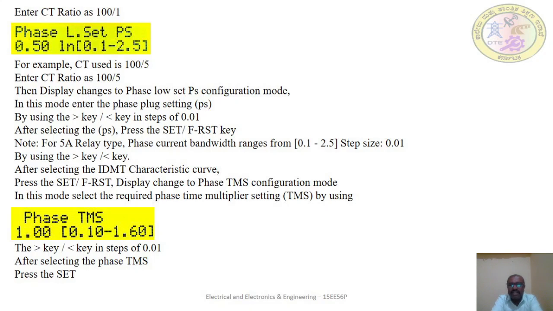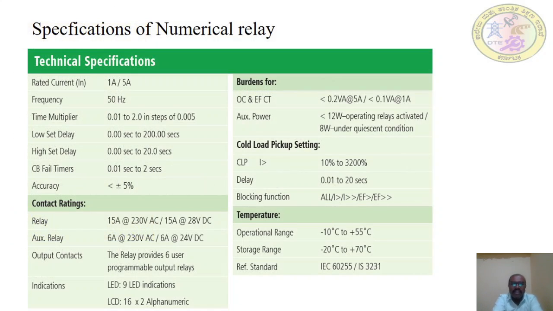Okay. If you buy numerical relays from different companies, you have to go through the manual, and by using the push buttons, by selecting the proper settings procedure, you can change the plug settings and time multiplier settings. Okay. You can see the technical specifications of a numerical relay. There will be a rated current of 1 amp or 5 amps. Frequency will be 50 hertz. Time multiplier will be 0.1 to 2 in steps of 0.05 seconds. There will be accuracy, contact ratings, auxiliary relay, output contacts, indication, burden on CT.